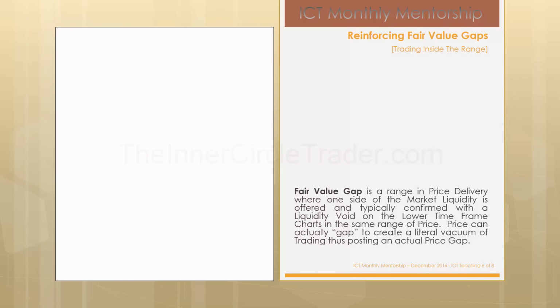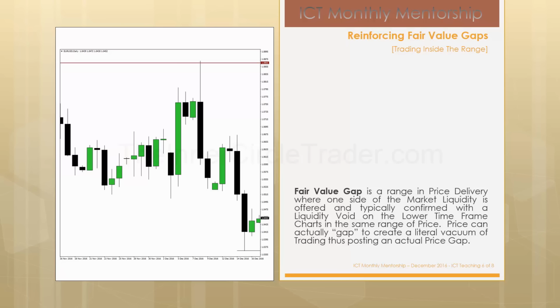It is a range in price delivery where one side of the market liquidity is offered and typically confirmed with a liquidity void on the lower time frame charts in the same range of price. Price can actually gap to create a literal vacuum of trading, thus posting an actual price gap. Okay, let's take a look at a euro-dollar daily chart.